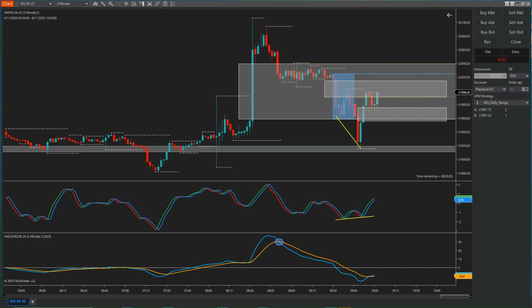Okay, let's pause right there. So here, guys, we have one confluence. We have a bullish hidden divergence. That's one. Then we have price. We have the MACD crossing right here.